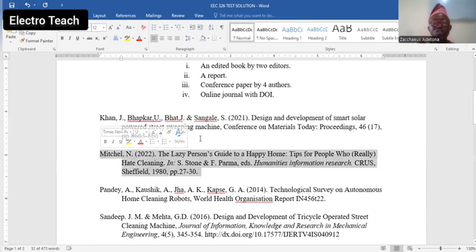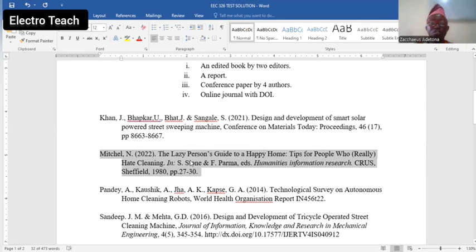by 2 editors. The article author is Michelle N. 2022. The title is The Laziest Person's Guide to a Happy Home, Tips for People Who Really Hate Cleaning. All right. In S. Stone and F. Palmer, eds. The title of the edited book is Humanities Information Research. Bruce, Sheffield, 1980, pages 27 to 30.